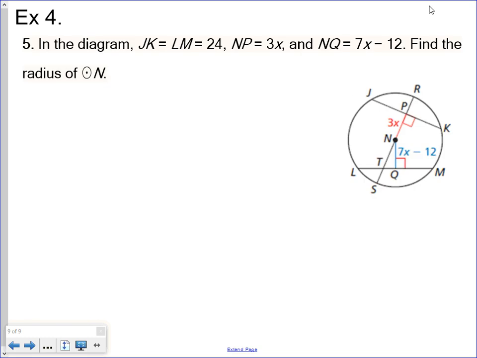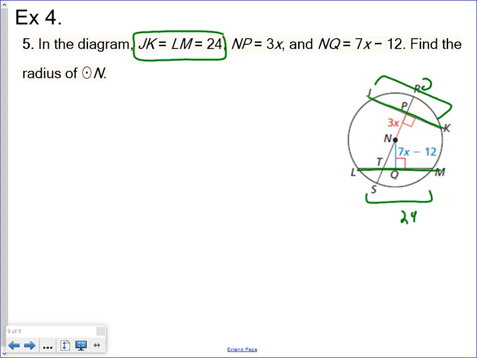Okay, so here it says JK and LM are both 24. You have to know that to do the problem. They're both 24. So if those are congruent, we just learned in that equidistant chords theorem that, please be quiet, guys, that the distance from the center to each of those lines is the exact same length. So what's step 1? Set them equal and solve for x. So that's step 1. 3x equals 7x minus 12.